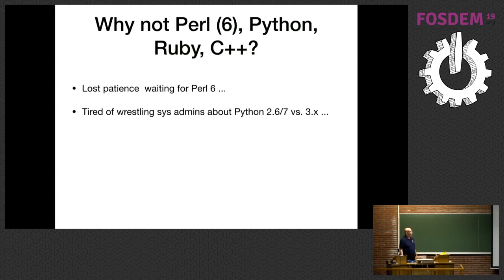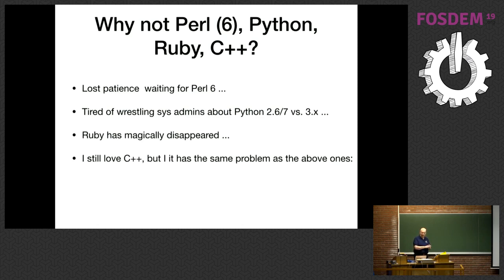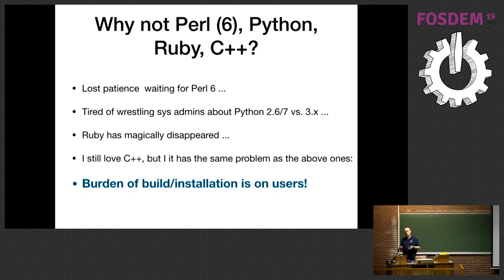So why didn't I use Perl, like Perl 6, Python, Ruby, C++? I lost patience waiting for Perl 6, and I was tired of fighting with sysadmins about Python 2.6, 2.7, 3, whatever. Ruby seems to have disappeared, and I can write C++, but it has the same problem as the other things, meaning that if you want to install, you need to install the dependencies. So library dependencies are a problem for every user that wants to use any application based on Perl, Python, Ruby, C++, and so on.